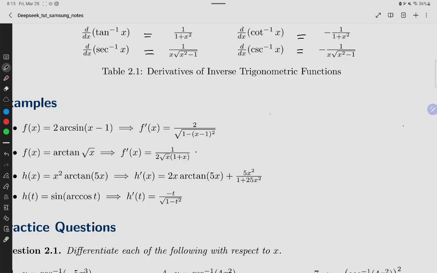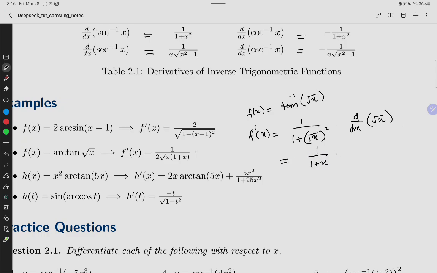If I simply write this here, f of x is equal to tan inverse of square root x. So f prime of x will be equal to 1 over 1 plus the square of square root x, times derivative of square root x. The square root and square cancel. We'll have 1 over 1 plus x times derivative of square root x, which is 1 over 2 into square root x. Now if we combine, we'll have 1 over 2 into square root x times 1 plus x. So this is the derivative.